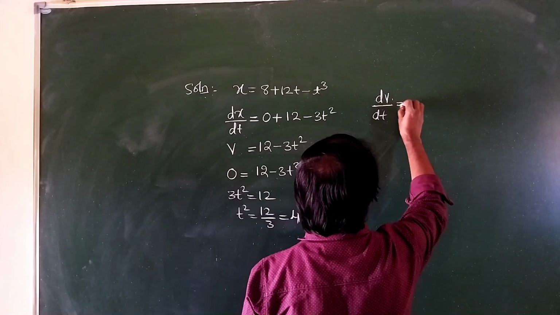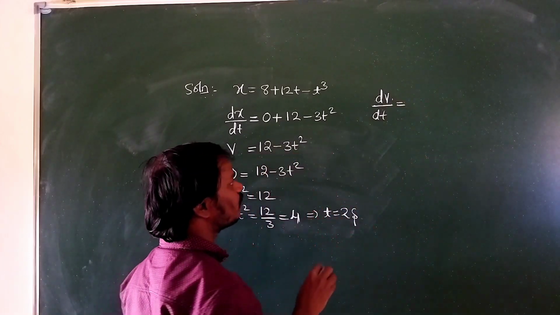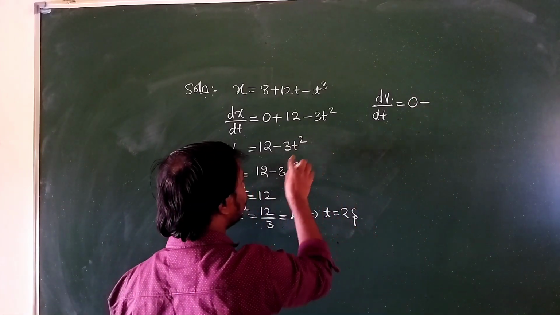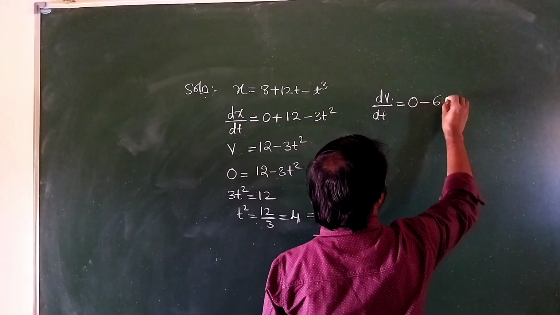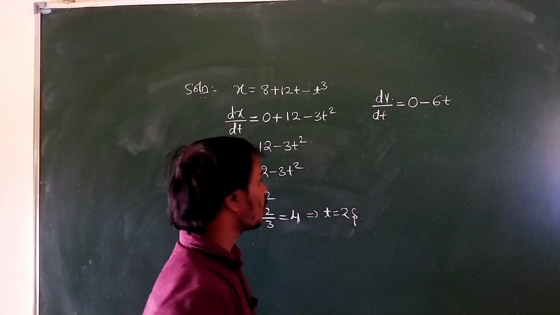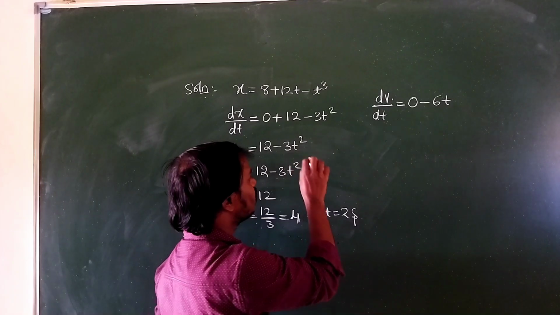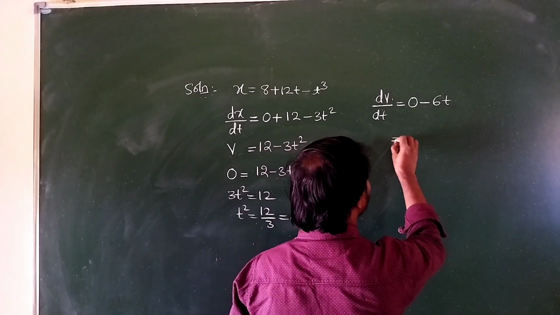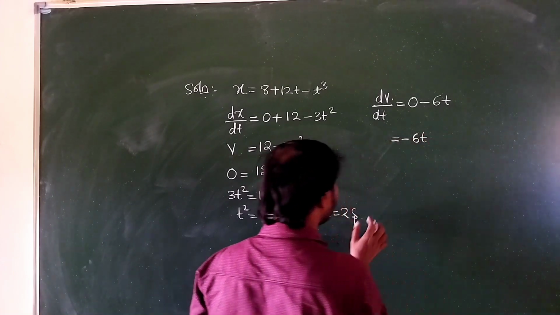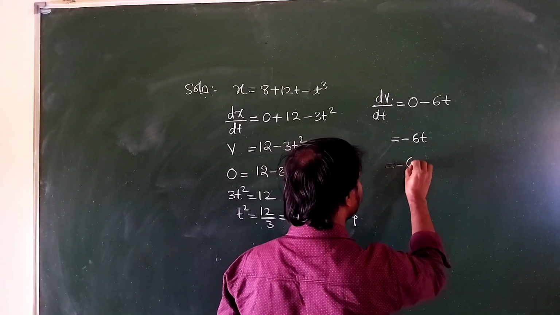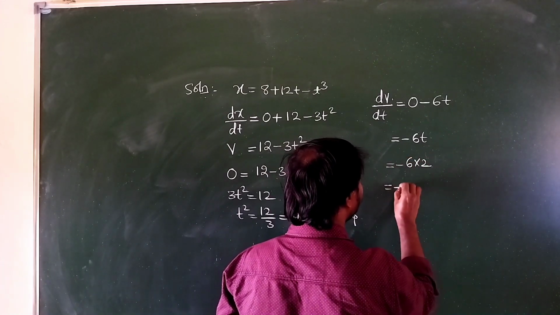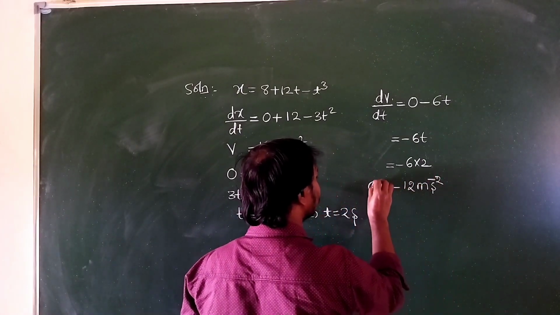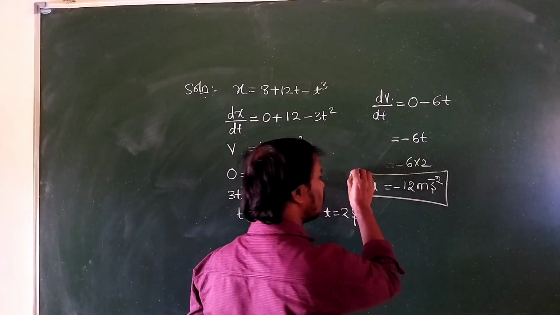Now that is equal to the differentiation of 12 with respect to t, that is 0, minus the differentiation of 3t^2 with respect to t, that is minus 6t, because the differentiation of t^2 with respect to t is 2t, into minus 3, that is minus 6t. So let us substitute the time. Now it is minus 6 into 2, then minus 12 m/s^2. So now here the acceleration is negative. If the acceleration is negative, then it is called retardation.